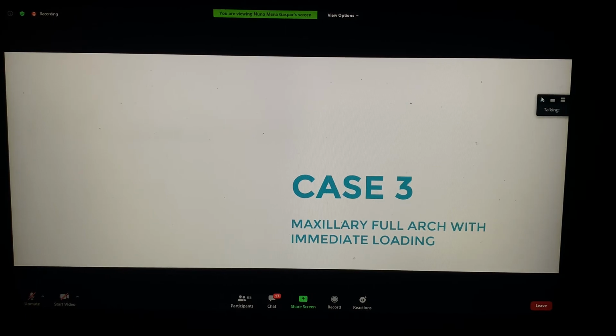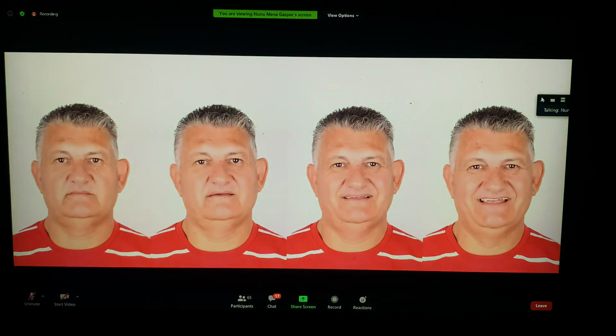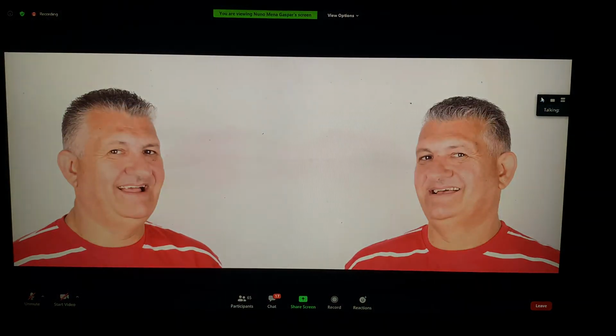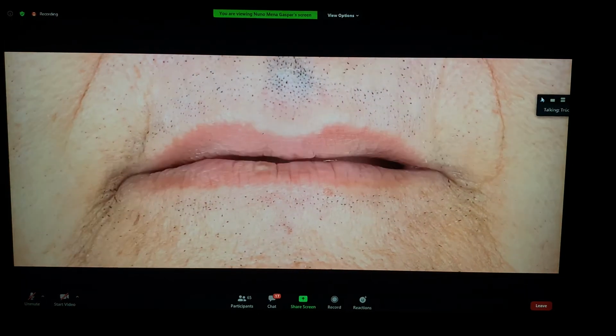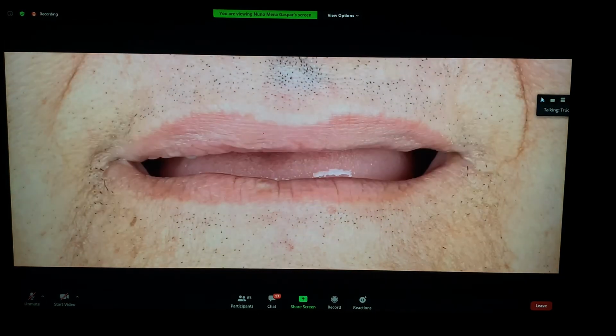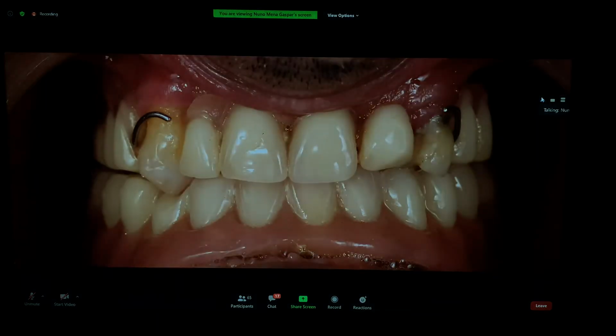Okay. So this particular case was a guy with a bad occlusion. I already translated the question, so you can go on with the case with the patient.